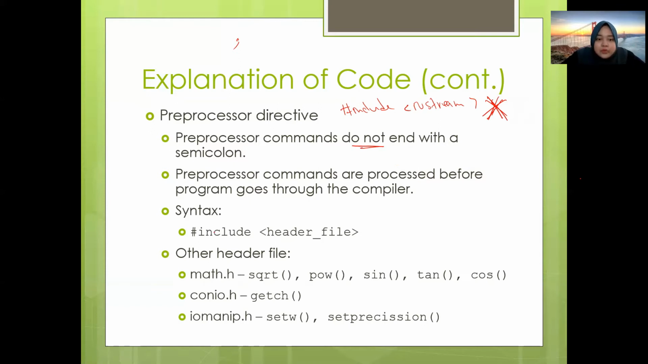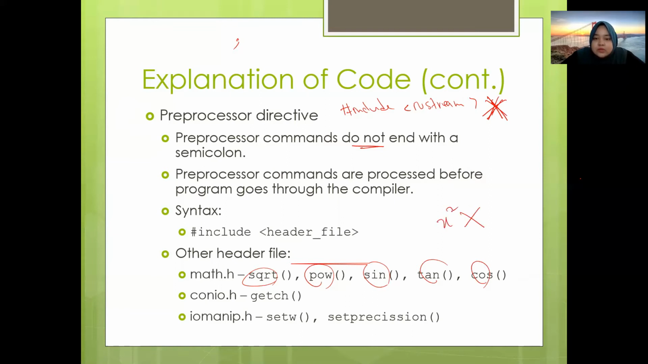Okay, so this is the syntax. Okay, saya dah tunjukkan hashtag include header file. So ada banyak header file ni. Header file ni library itulah. Selain daripada iostream, we have the math.h, di mana kita nak gunakan square root, pow for the power, sin, tan, cos. Okay, ingat dalam coding you tak boleh buat macam ni.